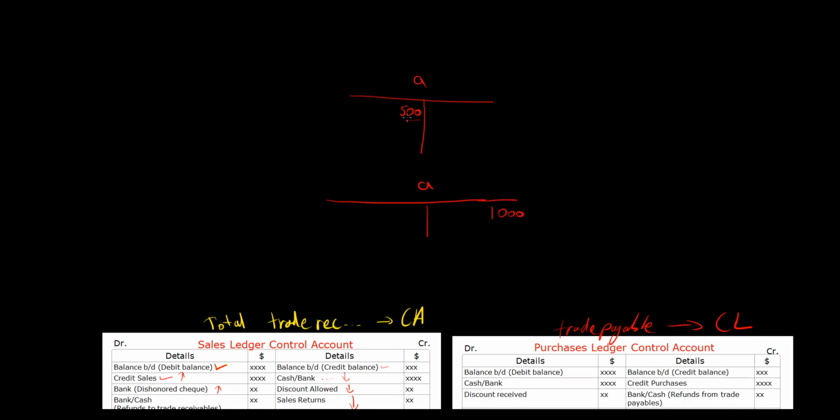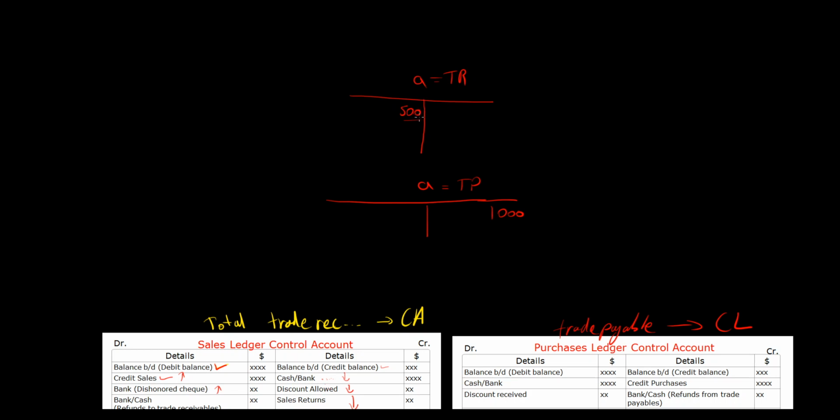We sold him 500, it's our trade receivable, and we have to pay him 1,000. He has to pay us 500, we have to pay him 1,000. Let's say we both are trading. You are A.